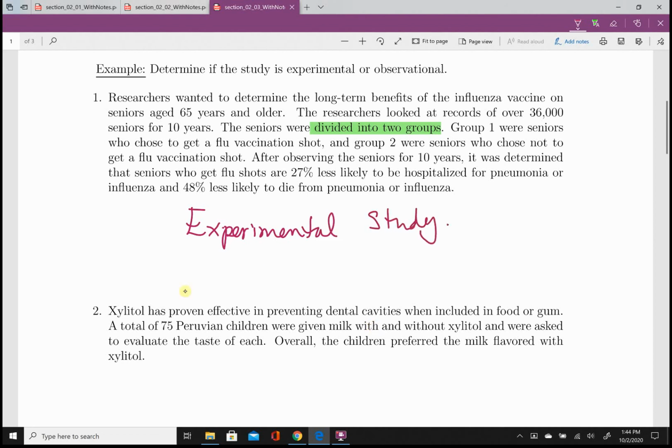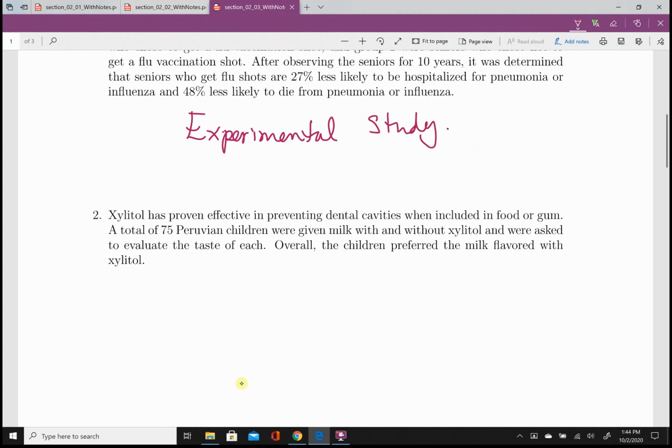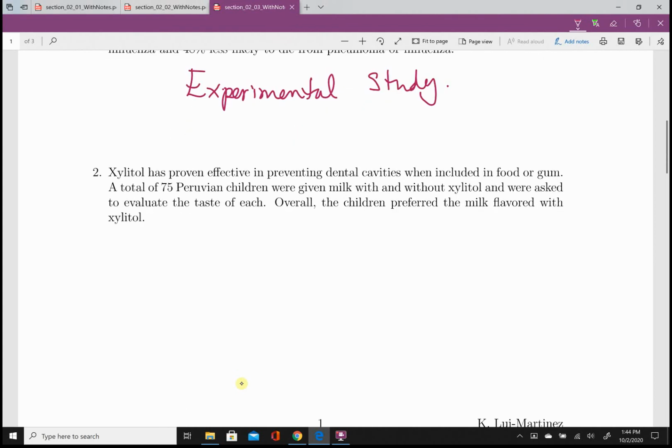Okay. Number 2, xylitol has proven effective in preventing dental cavities when included in food or gum. A total of 75 Peruvian children were given milk with and without xylitol and were asked to evaluate the taste of each. Overall, the children preferred the milk flavored with xylitol. Okay, so for this one, it's an observational study.